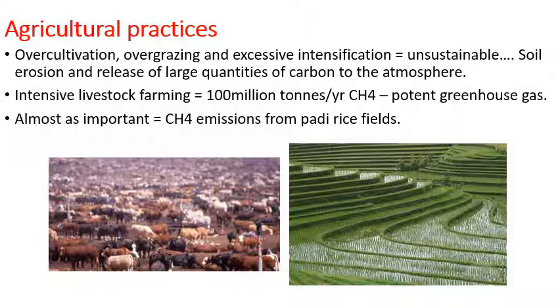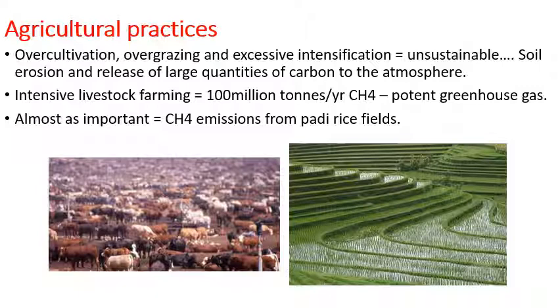Then we've got agricultural practices. So overcultivation, so growing too many crops, overgrazing, putting too many animals on the land, and intensification, so trying to use chemicals to get every ounce of produce out of the land that you possibly can, are unsustainable practices and have led to soil erosion and releasing huge quantities of carbon into the atmosphere.